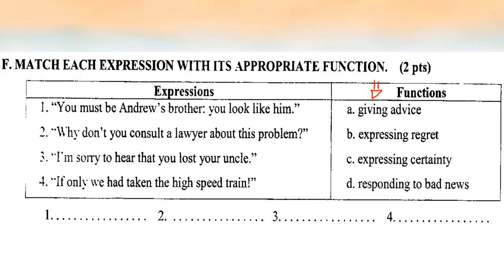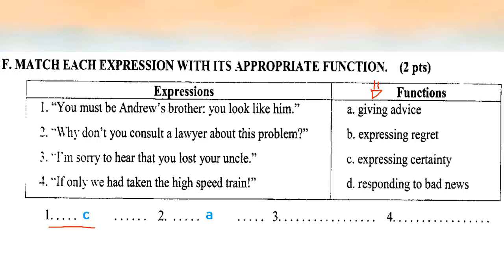By the way, you can write the letters, no need to write the whole expressions here, giving advice or expressing certainty. The gap provided is not always big enough, but sometimes if you can write very small handwriting, it's okay. But I prefer to use the code. 1 goes with C. 2, why don't you consult a lawyer about this problem? This is giving advice. Someone is giving you advice. So number 2 goes with A.